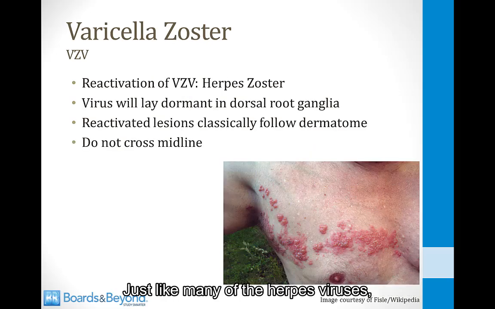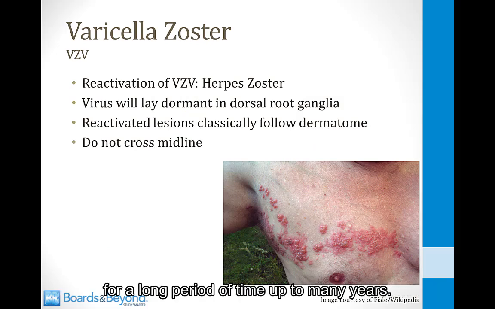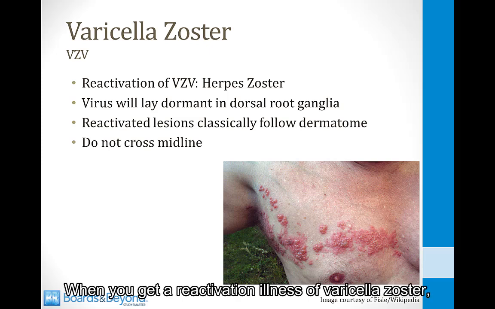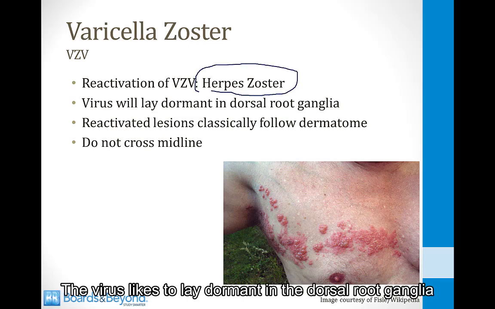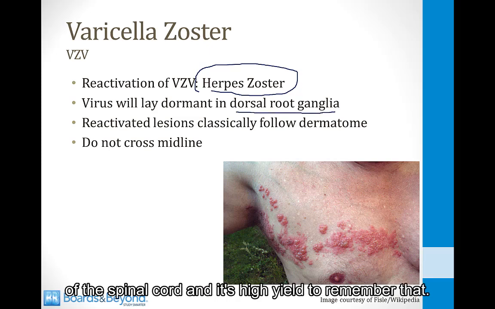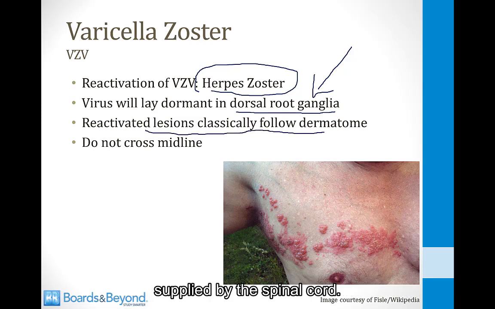Just like many of the herpes viruses, varicella zoster can enter a latent phase and lie dormant for a long period of time, up to many years. When you get a reactivation illness of varicella zoster, it's called a herpes zoster infection. The virus likes to lay dormant in the dorsal root ganglia of the spinal cord, and it's high yield to remember that. This means that when it reactivates, it will follow a dermatome that is supplied by the spinal cord.